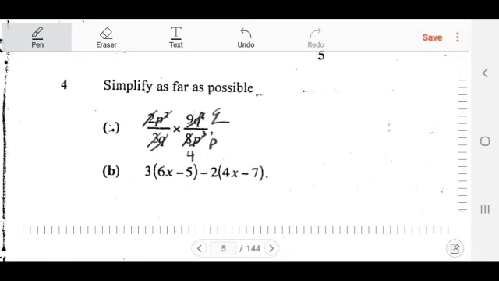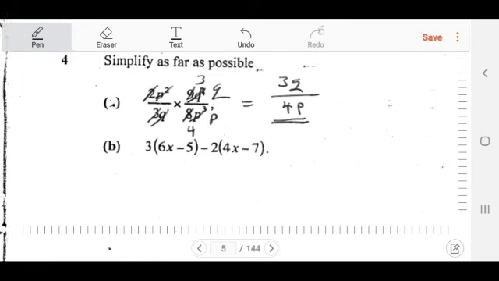Then this 3 is cancelling, then we remain with the 3 there. So we're going to have 3q over 4p. Okay, so this is our answer there.